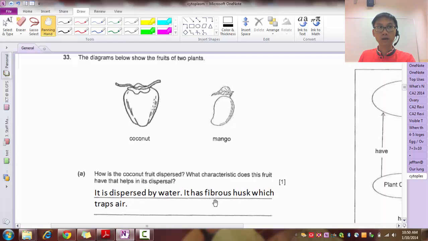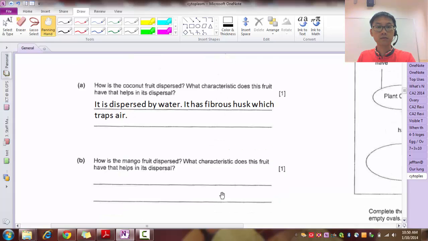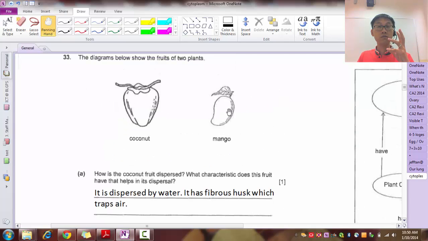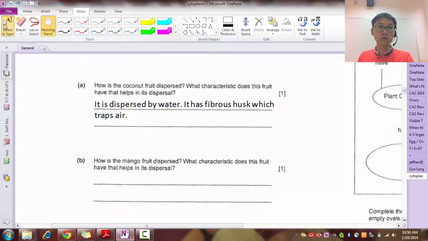Now fibrous is spelled like that. So, fibrous husk, or if you can't remember the word fibrous, you can say that it has a husk that traps air. As long as you mention that, you should get the marks. Now how about the mango fruit? How is it dispersed, and what characteristics of the fruit help it to be dispersed? Mango, it's yummy, juicy mango. We all love to eat mango. So it's because of this characteristic that it's dispersed by us, animals. I mean, not just us, but all other animals. So it is dispersed by animals because it's juicy and sweet.